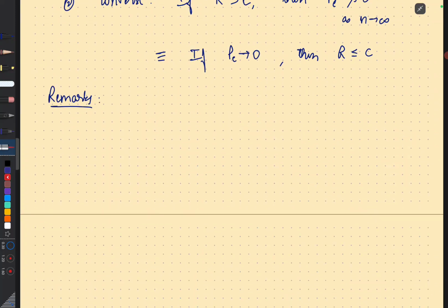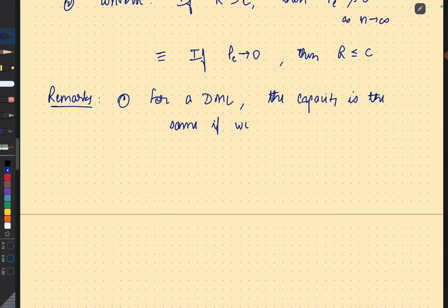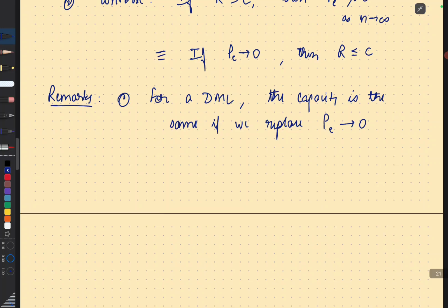All right. So for a discrete memoryless channel, the capacity is the same if we replace the probability of block error going to 0 with the probability of bit error going to 0.